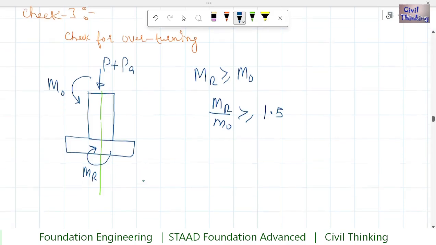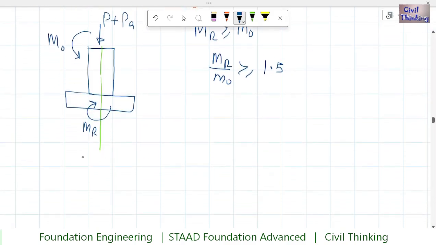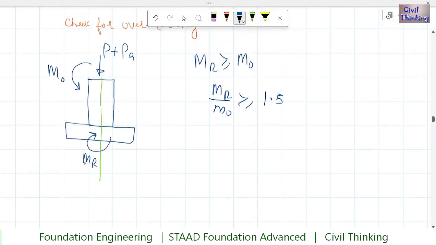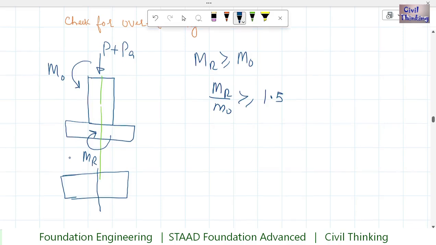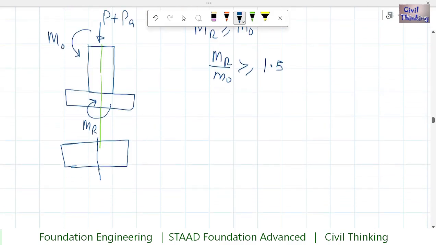Now how do we get this resisting moment? We get it from the pressure diagram. So let us say this is our pressure diagram. This resisting moment M_R, we know moment is force multiplied by what? Force multiplied by lever arm or distance. Now this half of the pressure diagram is going to exert a force at its midpoint. Let us call this F. We know force is pressure multiplied by area.